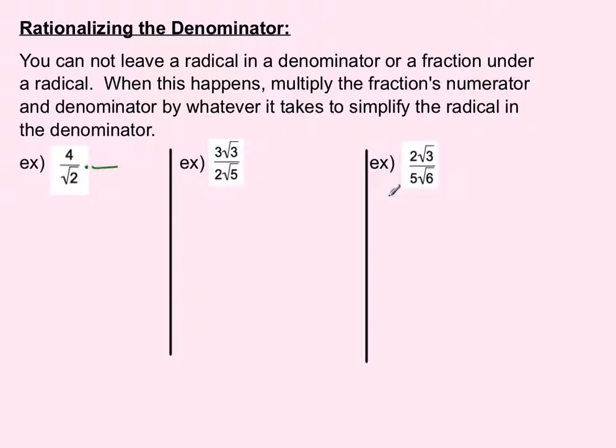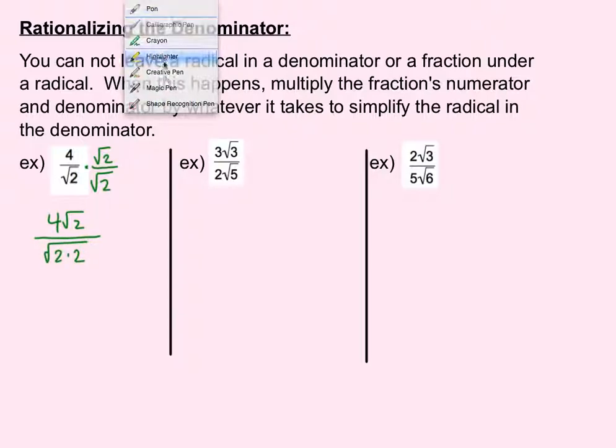So basically, I want to use the fact that if I get two 2's underneath, then the radical will go away. So if I multiply this by a square root of 2 on the top and bottom, that gives me 4 square root of 2 over the square root of 2 times 2. And I know now this is a pair of 2's, so it's going to come out. And that will happen every time.